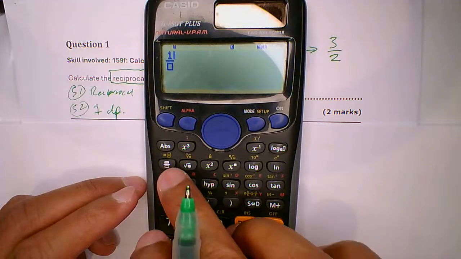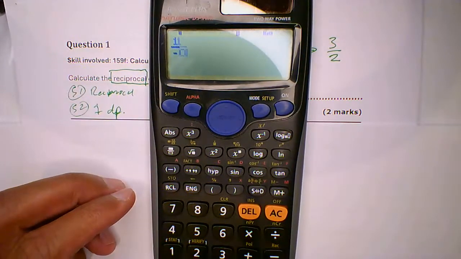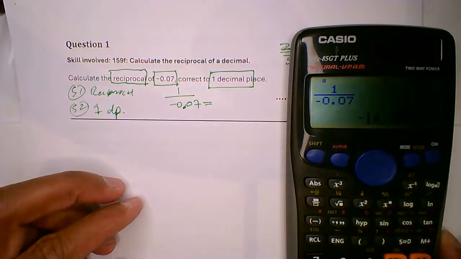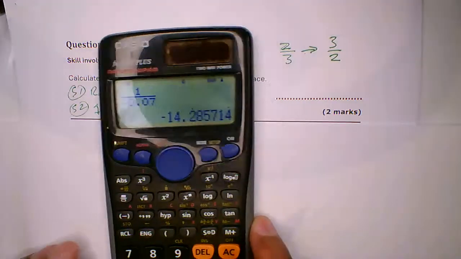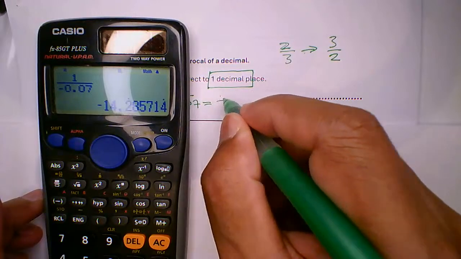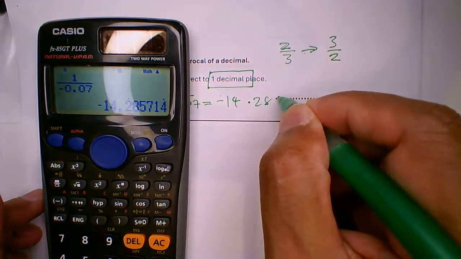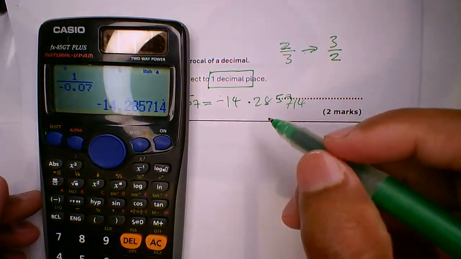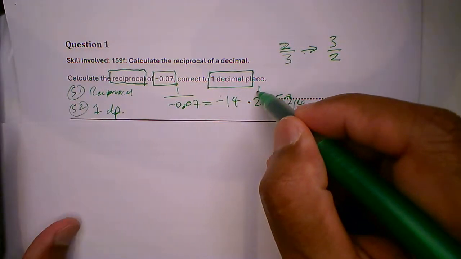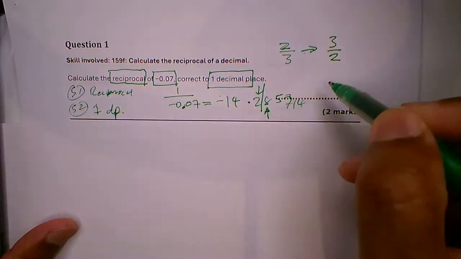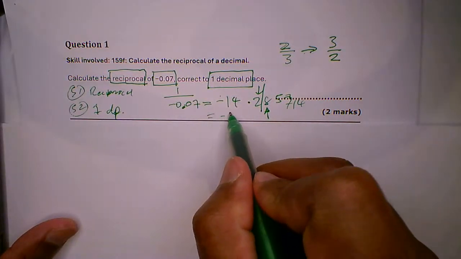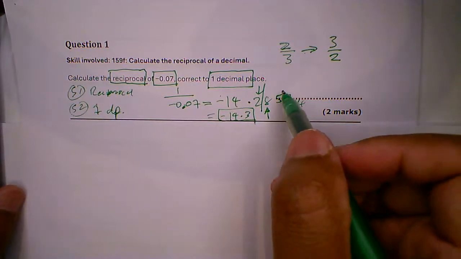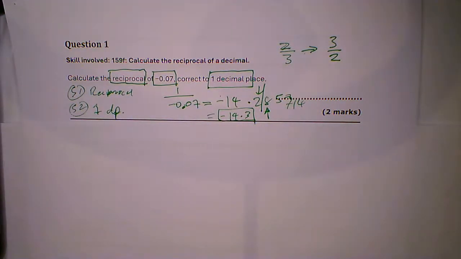One over minus 0.07, and we get minus 14.285714, and we want it to 1 decimal place, so this is our decider. So you can see this becomes minus 14.3. Okay, so this is worth 2 marks.